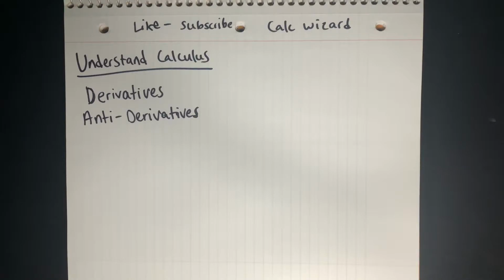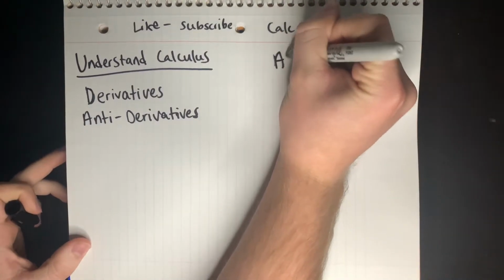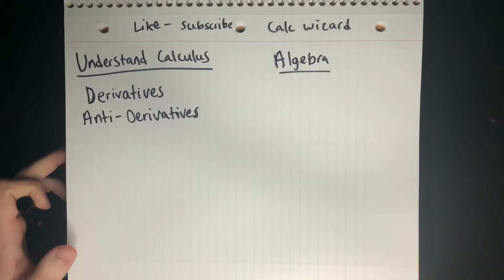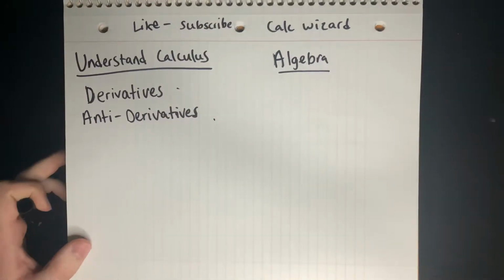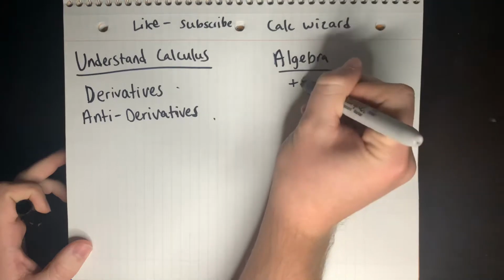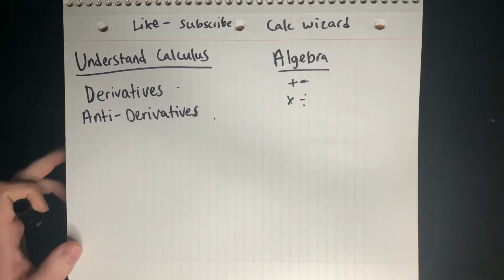So first, for calculus, you're going to be learning about two basic things: derivatives and antiderivatives. In order to understand this, we're going to have to go back to algebra and understand some operations of algebra. Derivatives and antiderivatives are just operations. Don't be scared. They're just like your addition and subtraction, your multiplication and division.